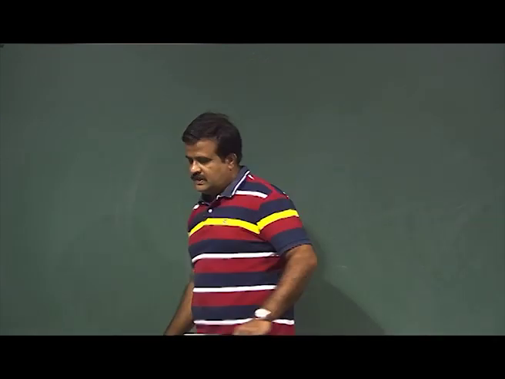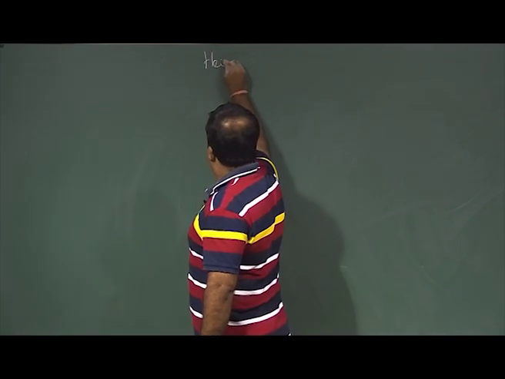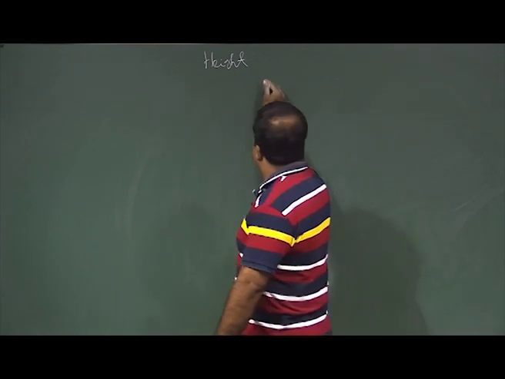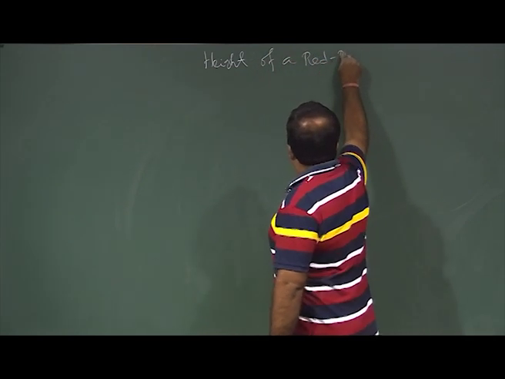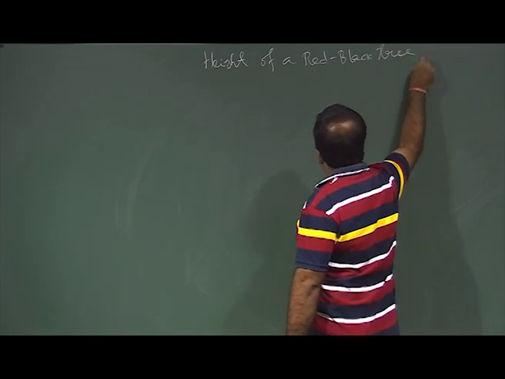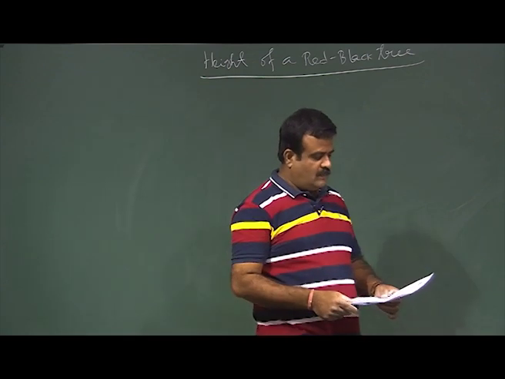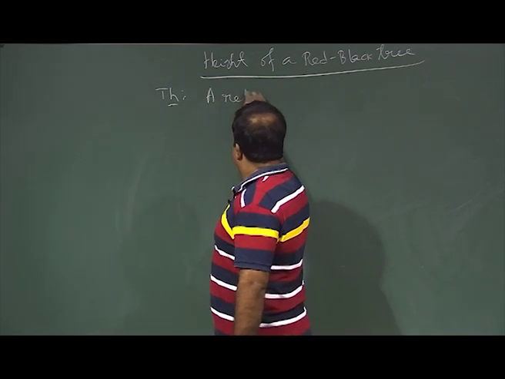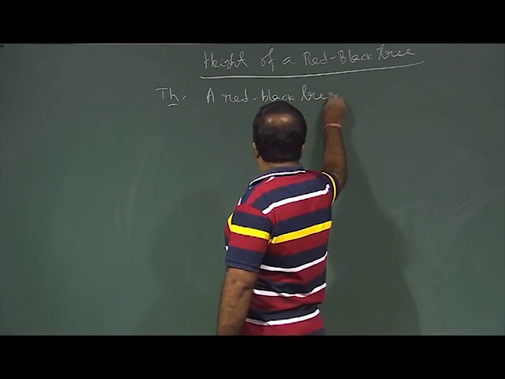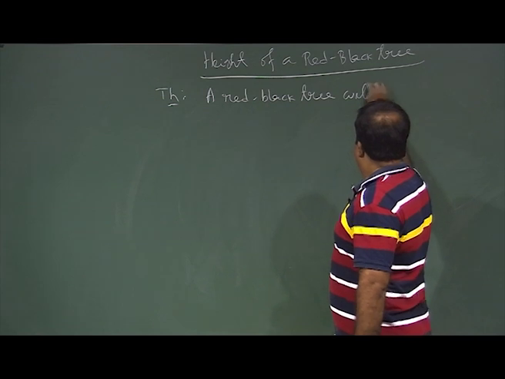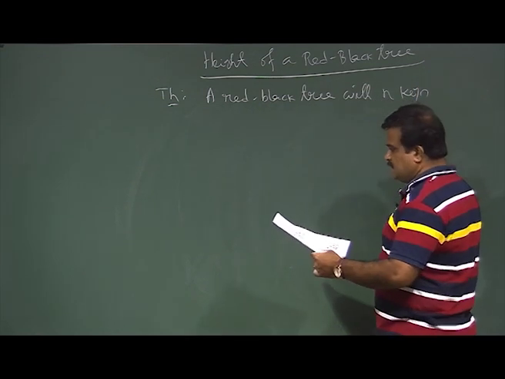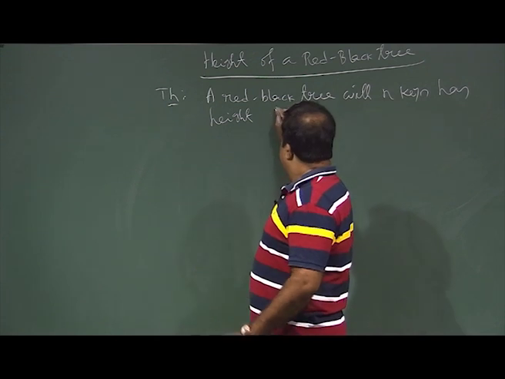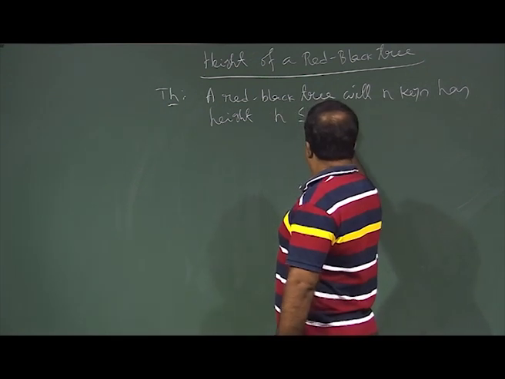Okay, so let us talk about height of a red black tree, and let us establish that this is a balanced tree. Height is log n. So, this is what we are proving by this theorem. So, this theorem is telling a red black tree with n nodes, n keys, has height h which is less than 2 log n plus 1.